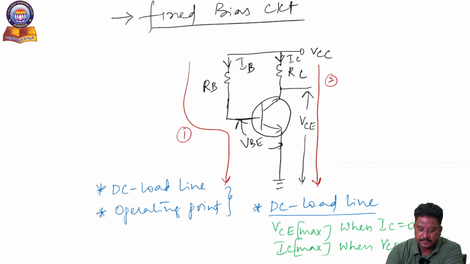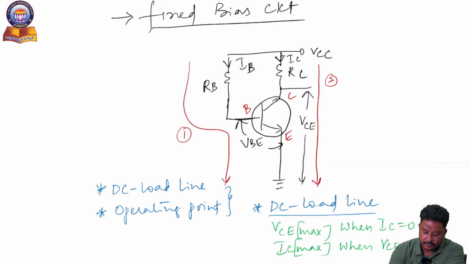Why is it called the fixed bias? I am using the fixed connection across the base terminal. This is emitter, base and collector. I am using a fixed bias through RB resistance to the input of this transistor. That's why it is called the fixed bias circuit. Anyway, first I want to locate the DC load line. So for that purpose, applying the KVL to path 2.